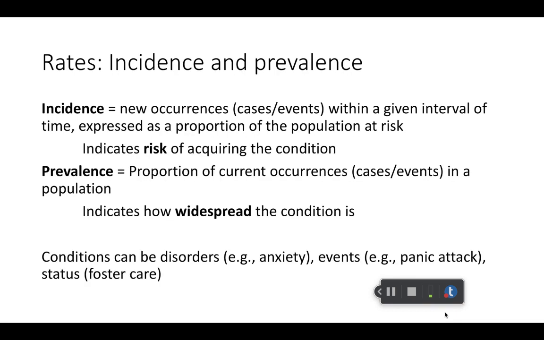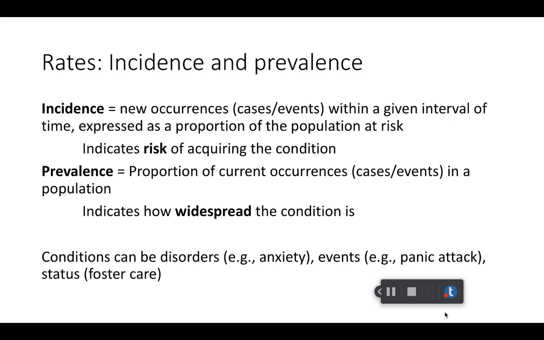An important way to think about rates and trends has to do with incidence and prevalence. These terms come from epidemiology, but they're widely used in social work and the fields of social care. So let's understand them. Incidence refers to the number of new occurrences, new cases, or new events that happen within a given interval of time, and this is expressed as a proportion of the population at risk of these events. So incidence indicates the risk of acquiring this condition or having this experience.